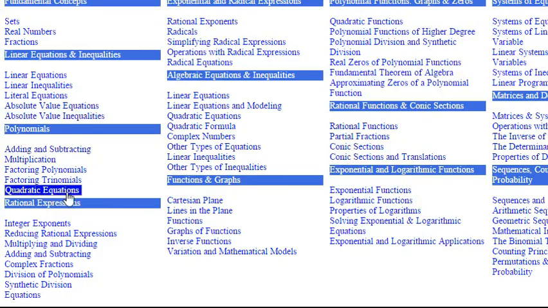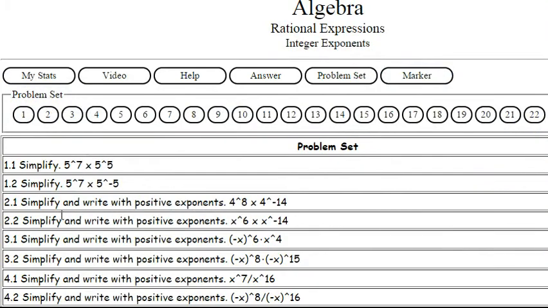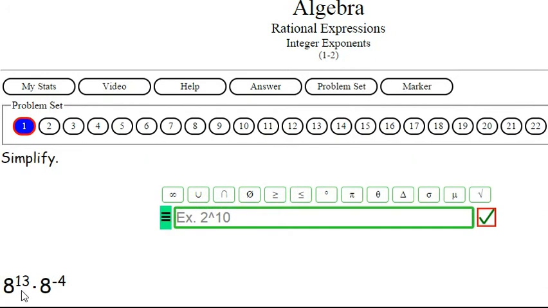Click on the algebra. Let's go down to integer exponents. And what do we got going on? Oh, and you know what? We got rational expressions. I haven't talked about what a rational expression is yet, but we'll get to that here in just a minute. All right, so we have 8 to the 13th times 8 to the negative 4. What are we going to do with that?